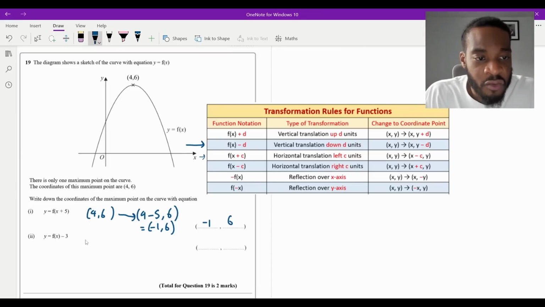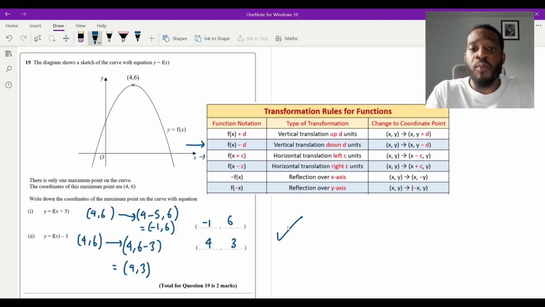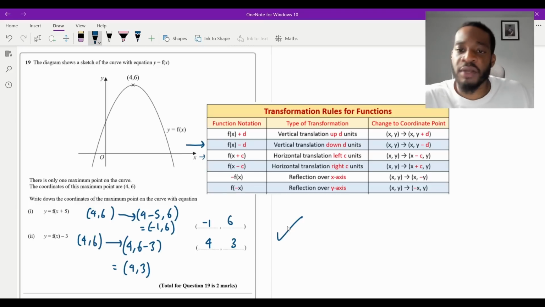So that being said, we want the maximum point. The maximum point was 4, 6. Under that transformation, we're going to take away 3 from the y coordinate. So it becomes 4, and then 6 take away 3, which is 3. Therefore, this one is going to be 4, 3. And that's it. Guys, it's super important you know these rules. So again, take a screenshot, pause the video, make sure you memorize this before paper 2.